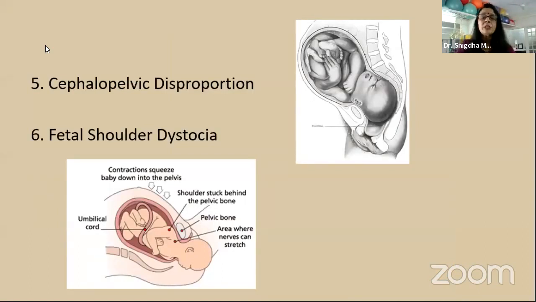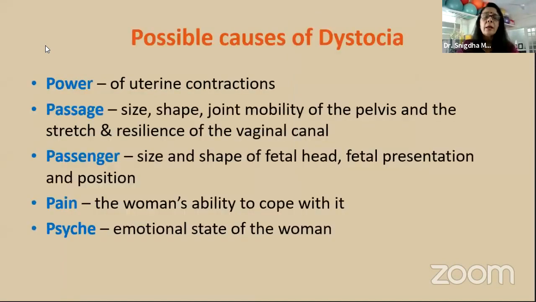There are some babies whose head is bigger than the mother's pelvis, or the shape of the mother's pelvis is such that they cannot expel the baby out. So this is called pelvic disproportion. And then you have the fetal shoulder dystocia, where one shoulder gets stuck and wouldn't come out. All of these problems lead to dystocia. But there's another way in which we can define dystocia. It depends on the power of the uterine contraction. So weak contractions cause dystocia.